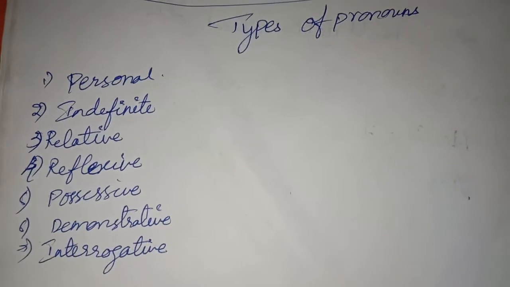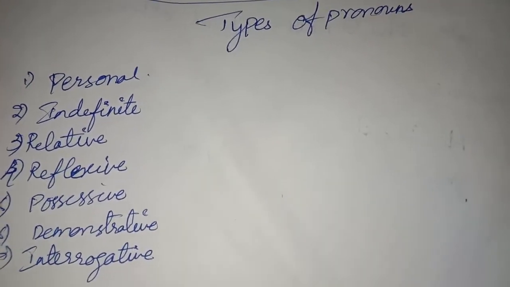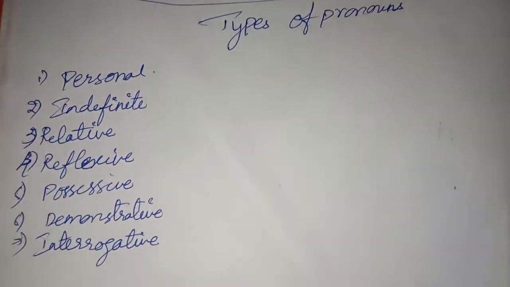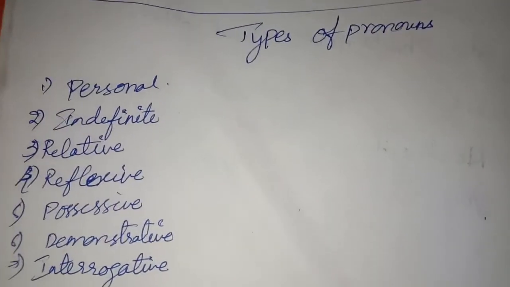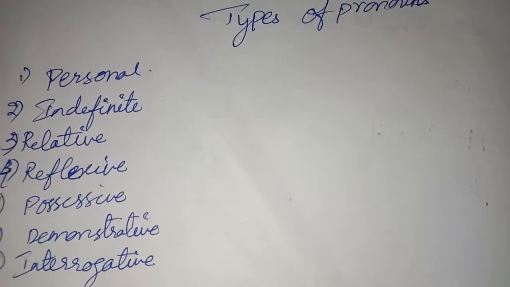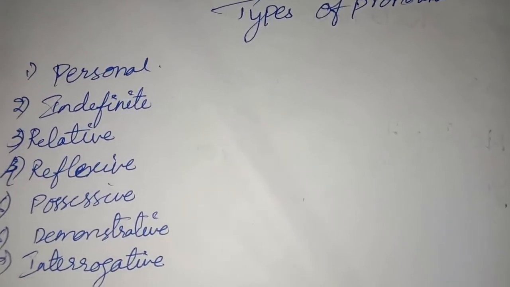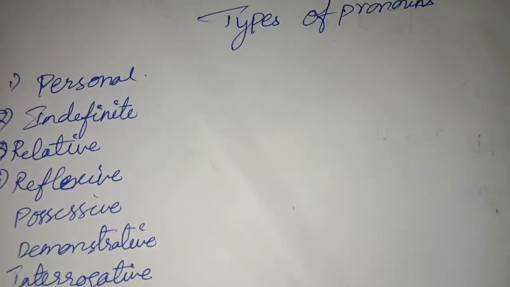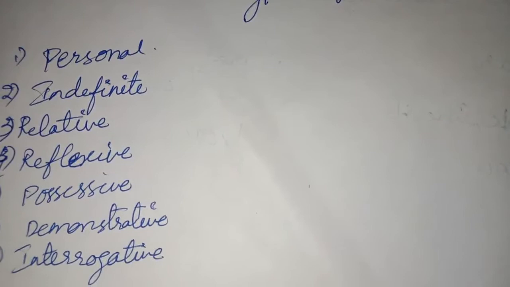Types of pronouns. We have said, no? Personal, indefinite, relative pronoun, reflexive pronoun, possessive pronoun, demonstrative pronoun, and interrogative pronoun. We are going to see these pronouns. According to that, we will give the definitions. I will give the examples also, children. What are the types of pronouns? Personal pronoun, indefinite pronoun, relative pronoun, reflexive pronoun, possessive pronoun, demonstrative pronoun, and interrogative pronoun.